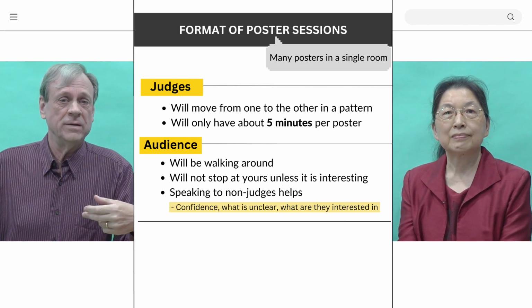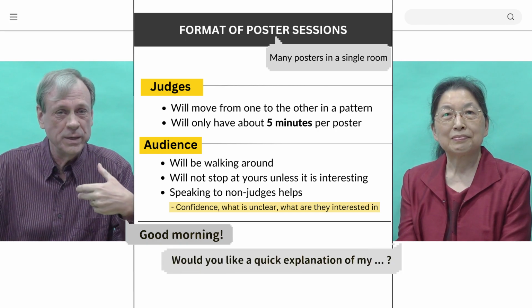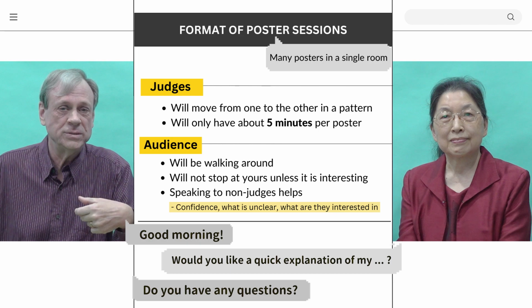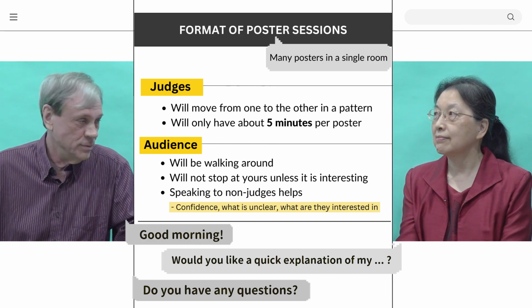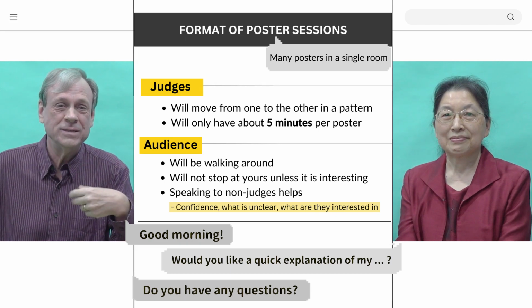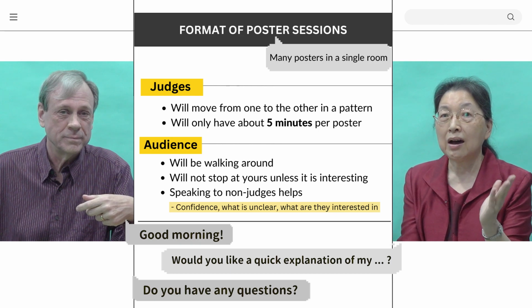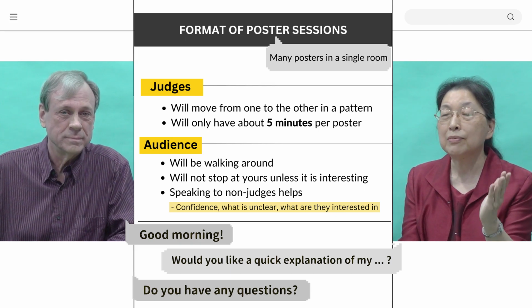So initiate conversation. As people go by, say, "Good morning. Would you like me to explain my poster? Do you have any questions?" Just as you said, in the night market, the hawkers will call attention to their product. You have to do the same thing. Or on campus, we have job fairs.